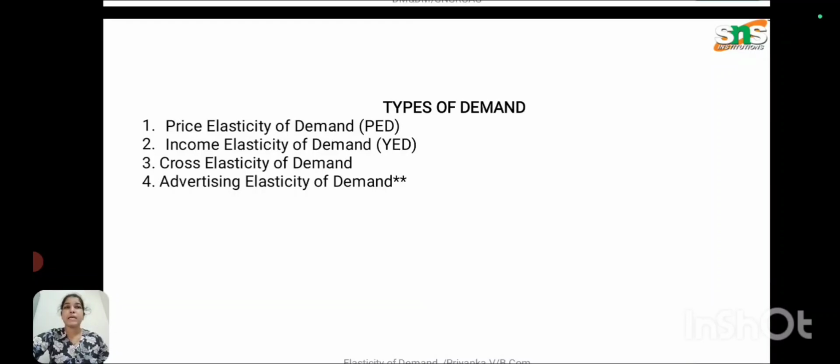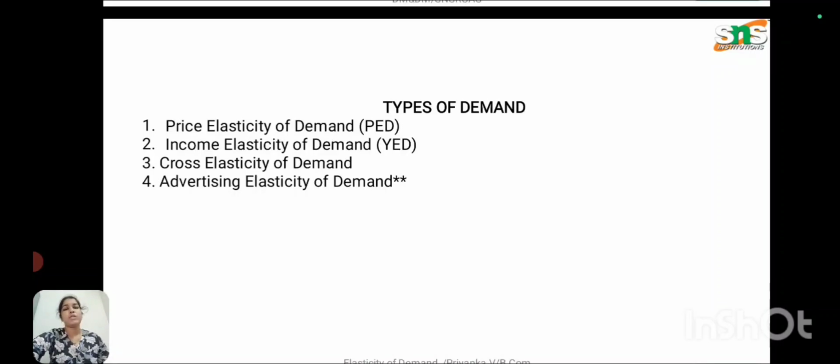First one is the price elasticity of demand. This is the most important type because it measures how much quantity demanded changes when the price changes. For example, if the price of a luxury item like a branded shoe increases, many people may stop buying, so the demand is highly elastic. But for essential goods like salt, price changes do not affect demand much. Even if the price increases, people still buy almost the same quantity. So demand for salt is inelastic.